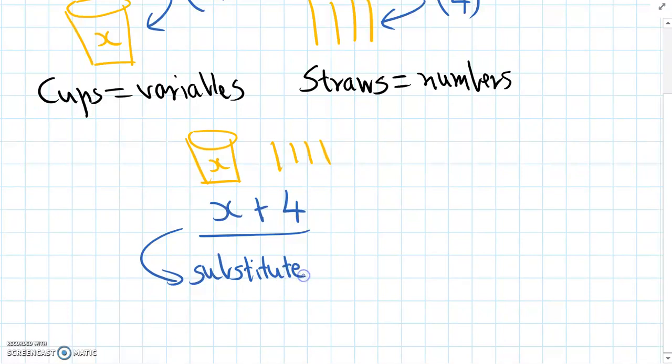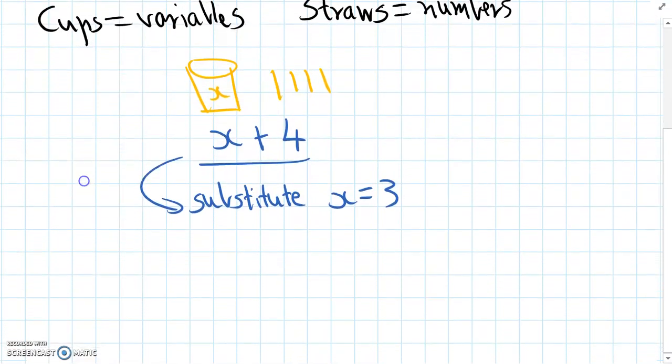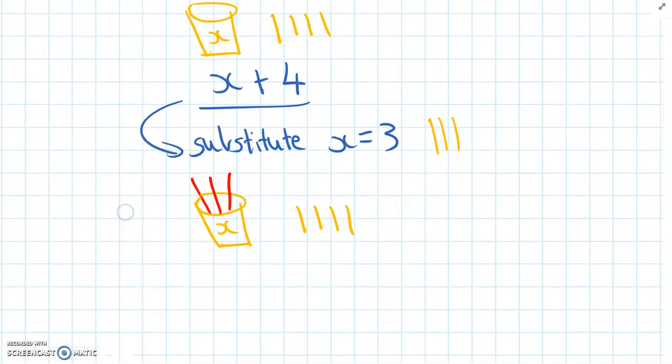Let's substitute x equals 3. So in this case, we have our cup that's worth x, and we have our 4 straws, but we're substituting x equals 3. That means the x needs to become 3. And to do that with our model, we're going to put 3 straws into the cup. And now we can count the total straws. So the total equals 7. We've got 3 straws for x and 4 straws on their own.